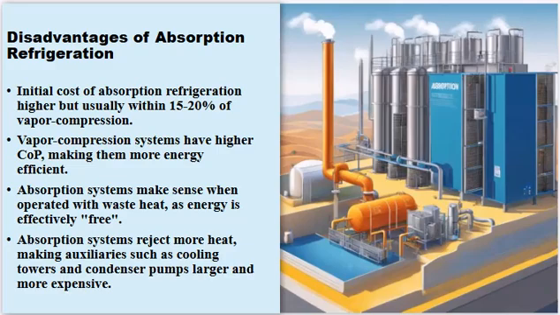Lower energy efficiency. With a lower coefficient of performance, absorption systems are generally less energy efficient than vapor compression systems. Waste heat dependency. These systems are most practical when waste heat is available, as this source of energy is essentially free, offsetting operational inefficiencies. Increased heat rejection. Absorption systems reject more heat, necessitating larger and more expensive auxiliary components like cooling towers and condenser pumps.